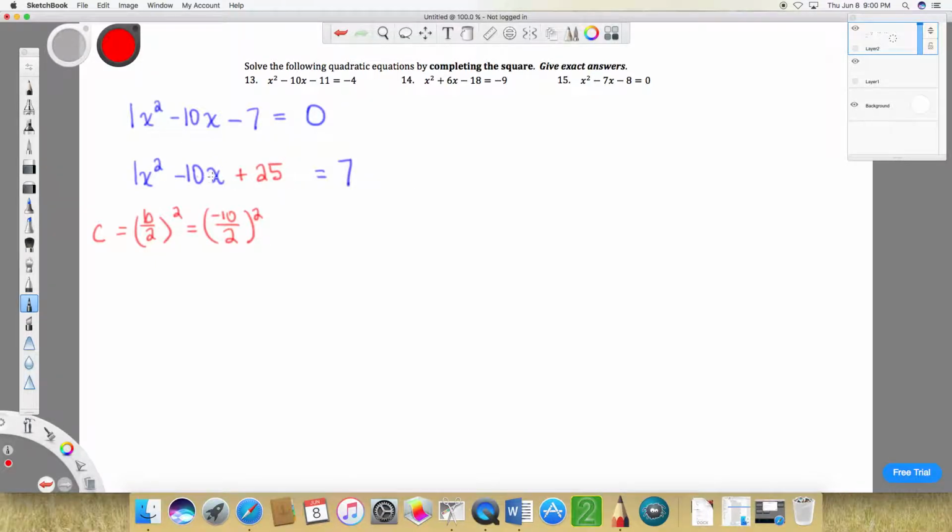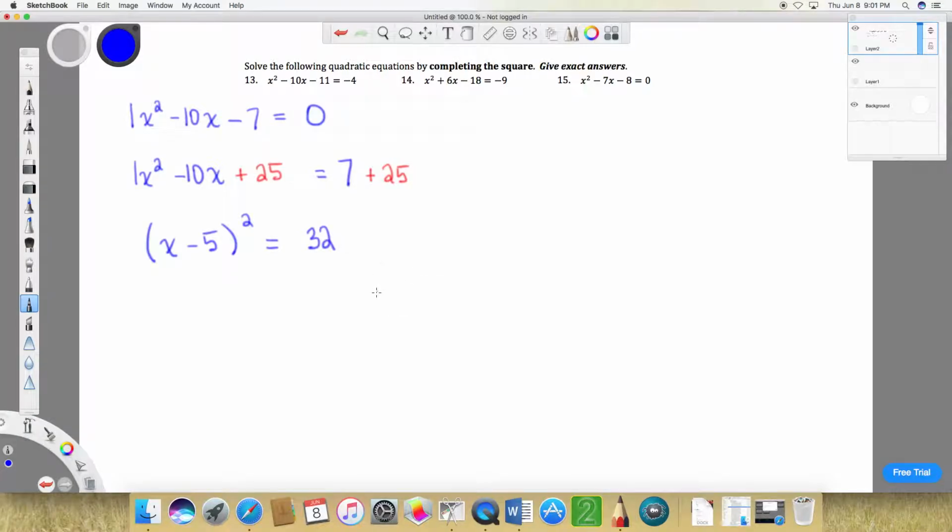And now this time I have an equation. So to balance this equation, I'm going to have to add 25 over here to the other side. All right. I don't need this anymore, so I'm just going to erase it out of our way. On the left-hand side, I can factor this now. That was the whole purpose of that. And it's very easy to factor because it factors into a perfect square. What's half of -10? -5. And now on the right-hand side, 7 plus 25 is 32.